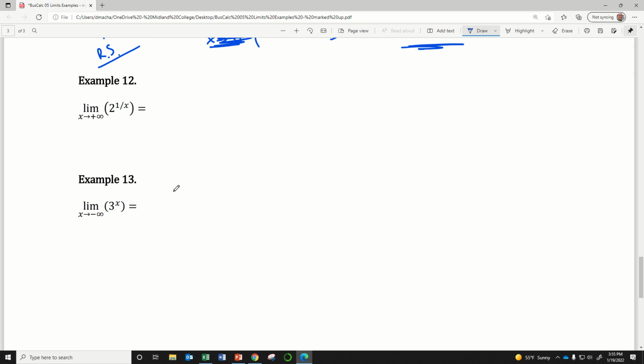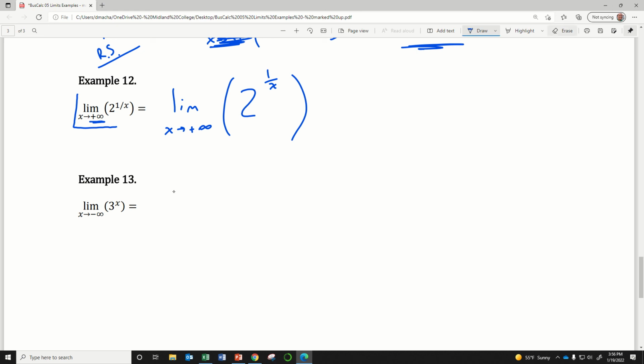Okay, example 12. We're talking about the limit as x is approaching positive infinity of 2 to the power 1 over x. One thing you can do if you want to evaluate this is think about what's happening as x gets larger and larger and larger.